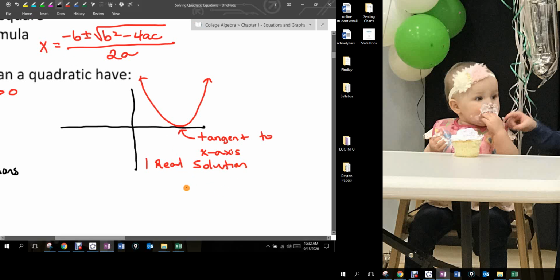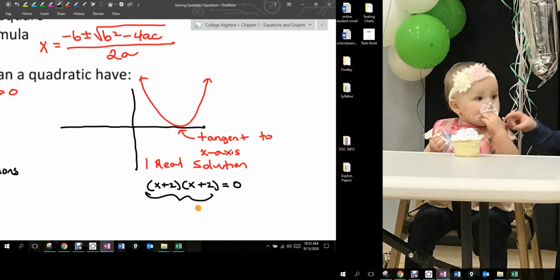And I'll just give you an example of what this would look like. If you ended up with something that factors down to x plus 2 times x plus 2 equals 0, because those are the same thing, that indicates that you have what we call a double root. And in this case, that double root would show up at -2. But that means that we'd be tangent to the x-axis there. Does that make sense? Okay. Or you could rewrite that as x plus 2 squared. That's the idea that we have one real solution. But algebraically, analytically, by hand, it's going to show up as one answer redundant twice. Does that make sense?